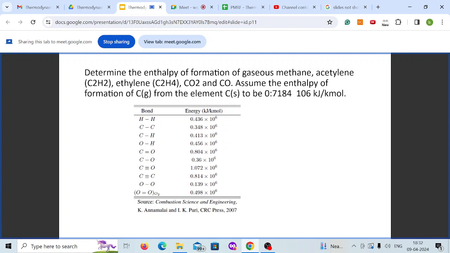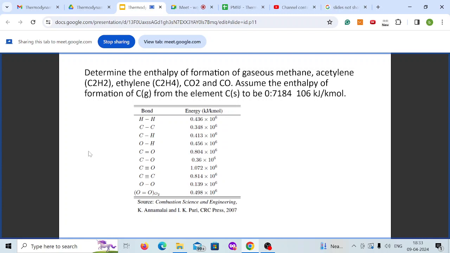So next is to determine the enthalpy of formation of the gases methane, acetylene, ethylene, CO2 and CO. Assume the enthalpy of formation of carbon in gaseous form from the element solid form to be 0.7184 into 10 power 6 kilojoule per kilomole. And here in the table they have given for each bond how much energy is required.